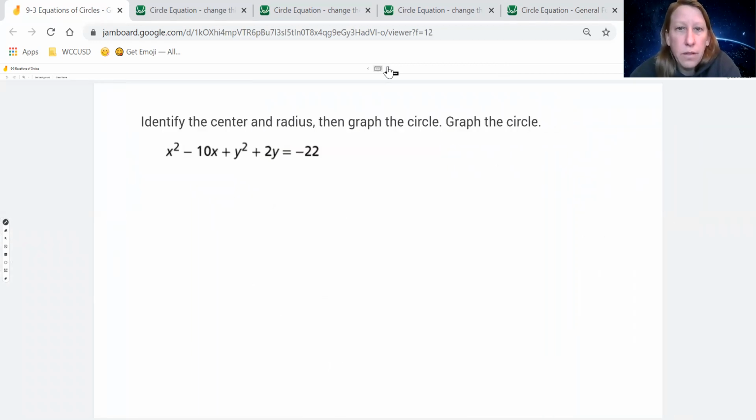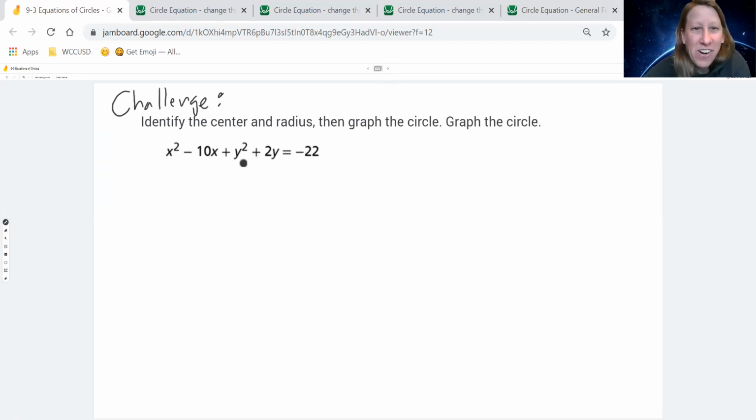Okay. This is a challenge and this is cool and fun. So if you're not up for a challenge, goodbye. If you are, hang out because this is awesome. Really good for Algebra 2 stuff.